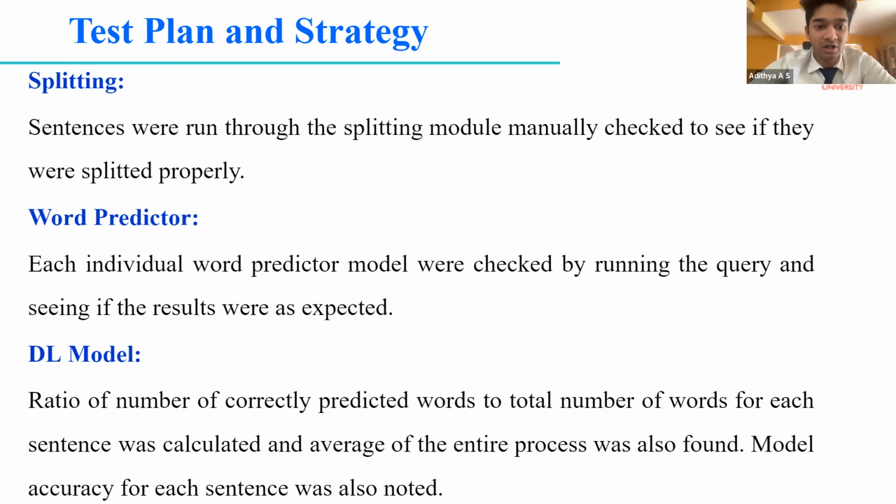For the DL model, the ratio of correctly predicted words to the total number of words present was calculated, and the accuracy of the model for each individual word was also noted.